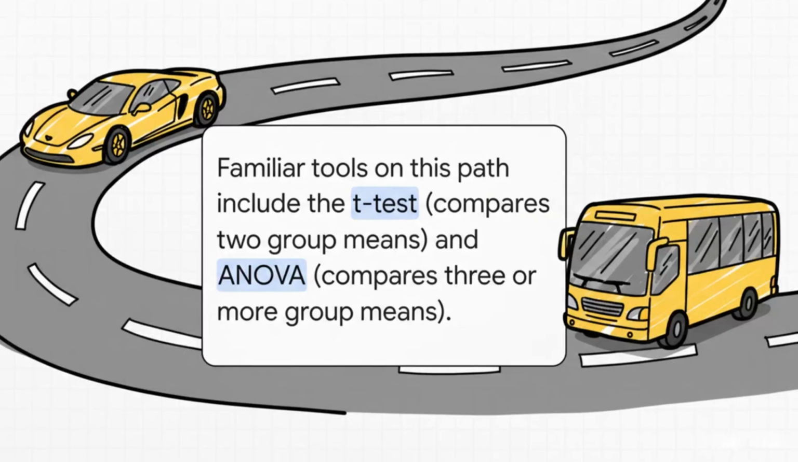Now, you've probably heard of some of the vehicles driving on this parkway. Tests like the t-test, which is great for comparing the averages of two groups, or ANOVA, which does the same for 3 or more groups, those are classic examples of these powerful parametric tools.